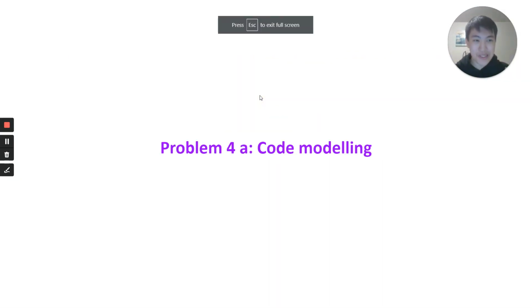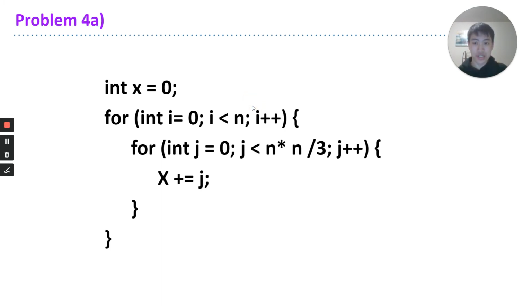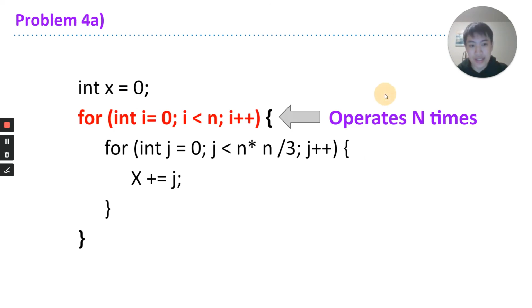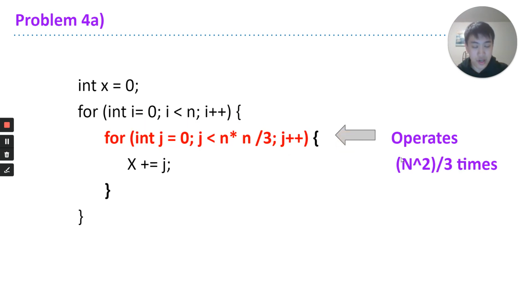So that's pretty much most of the math we'll be doing. We'll be doing one of the things now, like code. So let's go over 4a of our worksheet. So we have this function. We want to be doing a cost model of that. The first line, n equals 0, is doing just constant work, and this loop operates n times. Actually, it operates n squared over 3 times.